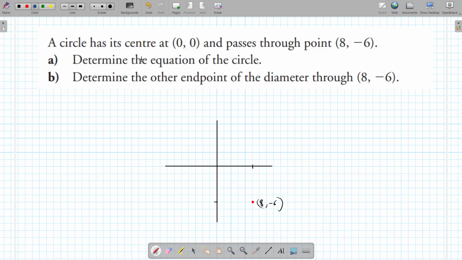If the center is at the origin, it's going to be in this form: x squared plus y squared equals r squared. So if we have r, we have the answer to part A. So I'm going to connect this line from the center to this point. This is the radius. How do we find the distance of this radius? Remember the distance formula? You can just turn this into a triangle. The base of this triangle is 8 units on the x. What's the height of this triangle?